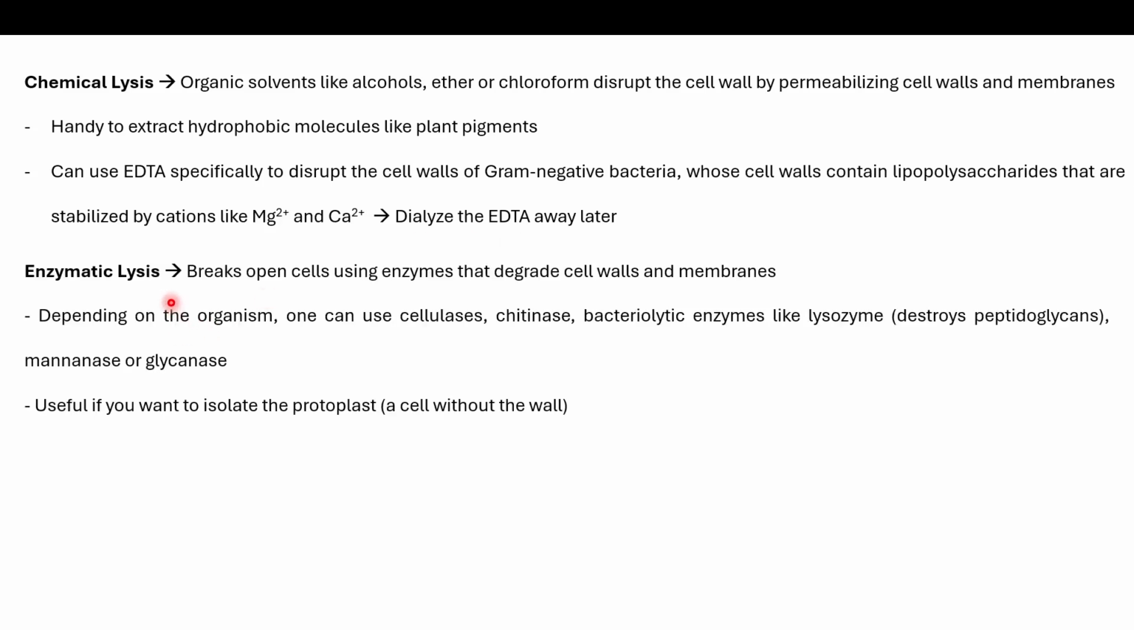Whichever product you want to purify, this should not interfere with the downstream processes. Then there are enzymatic lysis methods, which break open the cells using enzymes that degrade cell walls and membranes. Depending on the type of organism, one can use cellulases, chitinases, or lysozyme, a bacteriolytic enzyme, which destroys the peptidoglycan. Enzymatic lysis can also be really useful if you want to isolate the protoplast, right? And what is a protoplast? This is basically a cell without the cell wall. Okay.